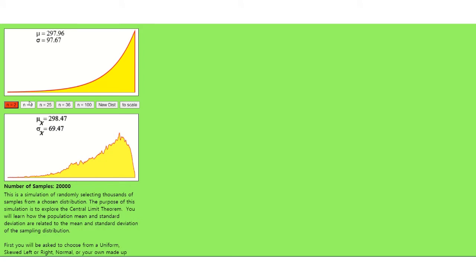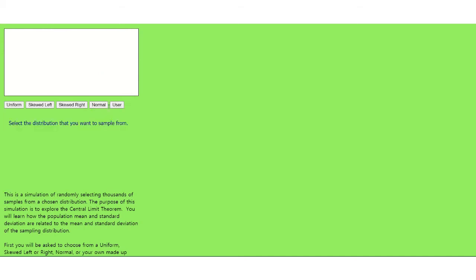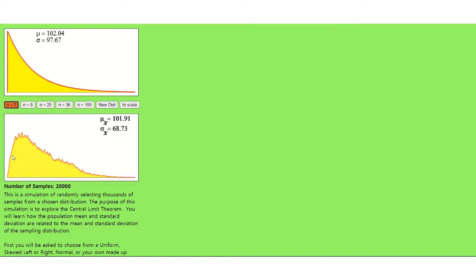However, as we increase the number of samples, we can check that the distribution becomes more like normal. Let's try the skewed right, and this is similar. When n equals 2, it's a bit skewed, but if we make our sample size larger and larger, the distribution of the mean can be approximated with a normal distribution.